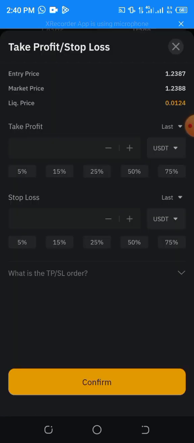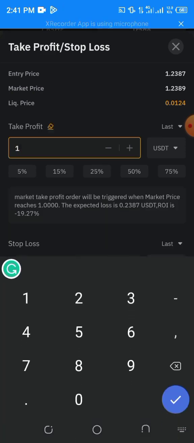Now this is the interesting thing about setting your take profit. You can input when you want to take profit, let's say at 1.5. Now at 1.5, you're going to see that Bybit tells you a market take profit order will be triggered at the price 1.5, which you have selected. Then the expected profit tells you the expected profit, and the return on investment is 21%.